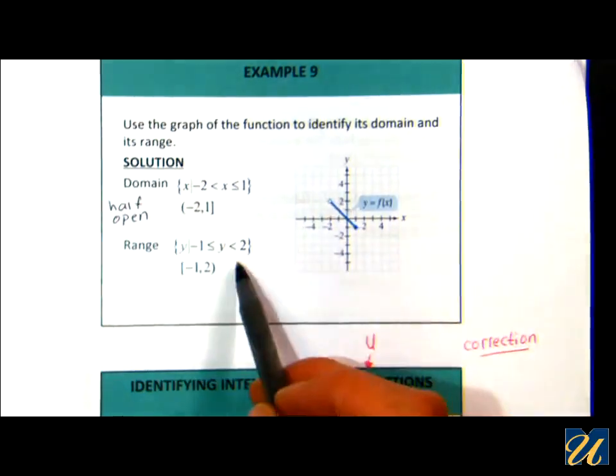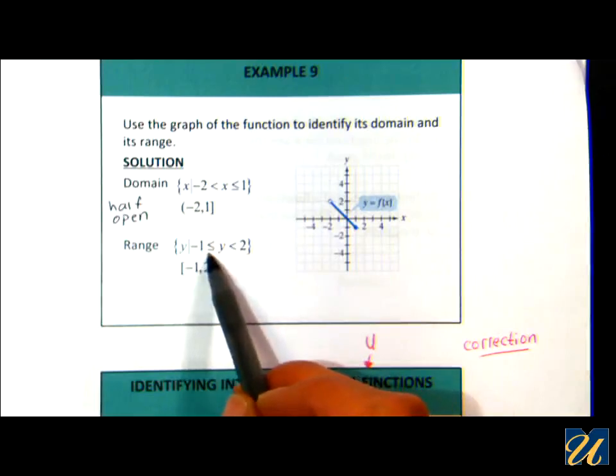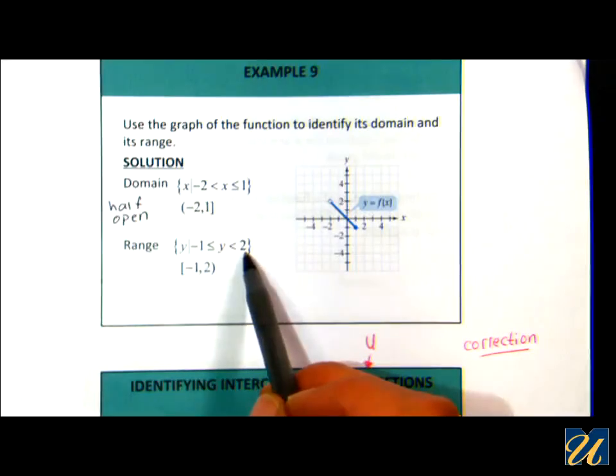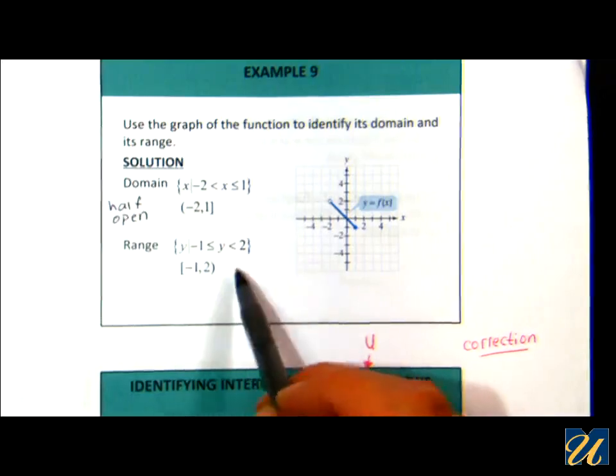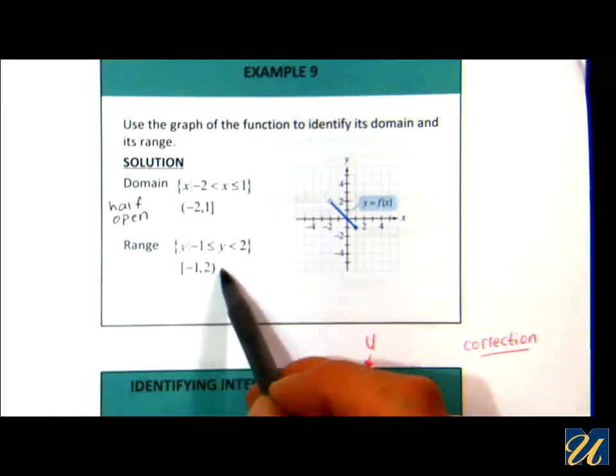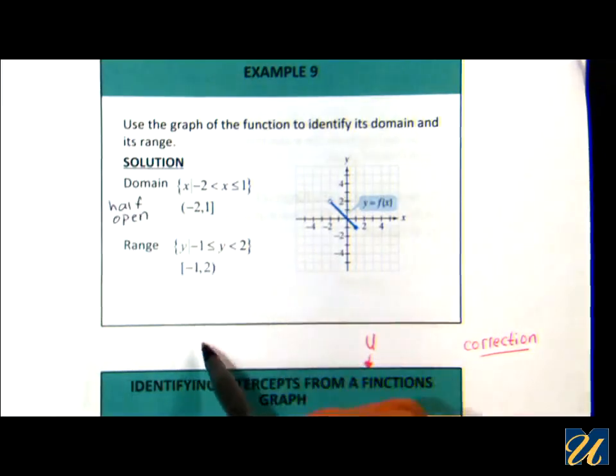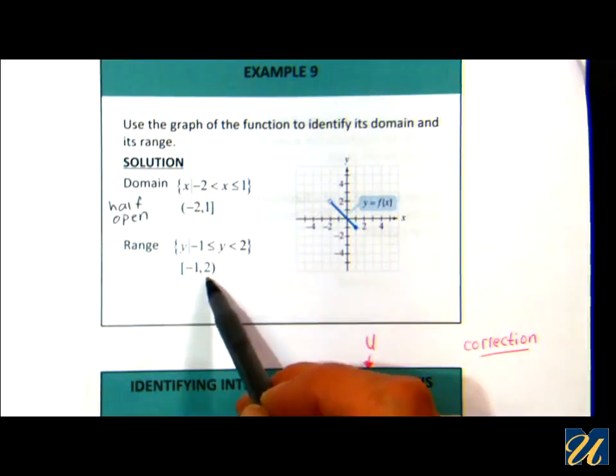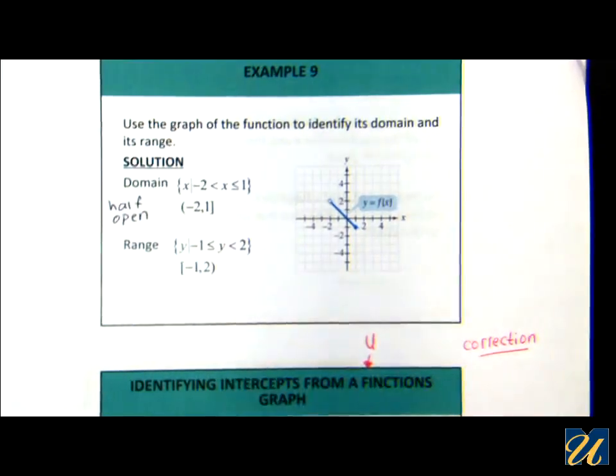So again, the inequality notation is -1 to 2, including -1 with the equal sign, not including 2. And then not including 2 is a parenthesis and not a square bracket. So that's another half-open, or if you wish, half-closed interval that represents the range of that particular function.